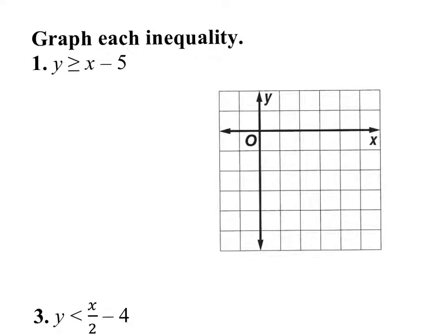In lesson 2.8, we are graphing inequalities. So you're going to do this the same way you would graph a line, just you're going to have to shade one of the sides afterwards. So pretend this says y equals mx plus b. So the m would be 1 and the b would be -5.